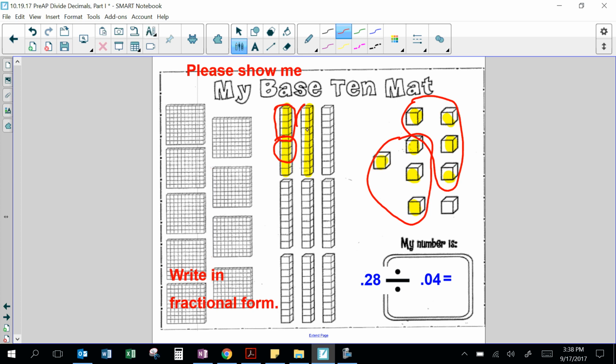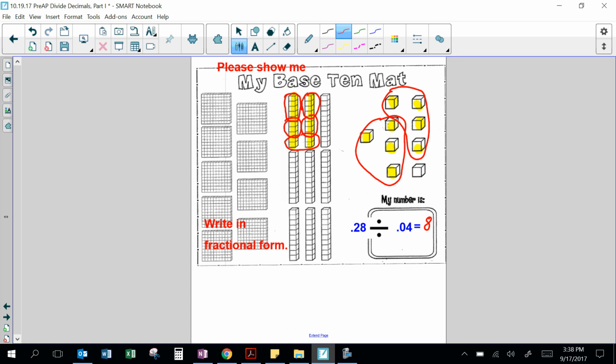Six, seven groups, and eight groups. There are eight groups. If I have 28 hundredths and I divide it into groups of 4 hundredths, there will be eight groups. Can I write this in fractional form? Yes, I can.